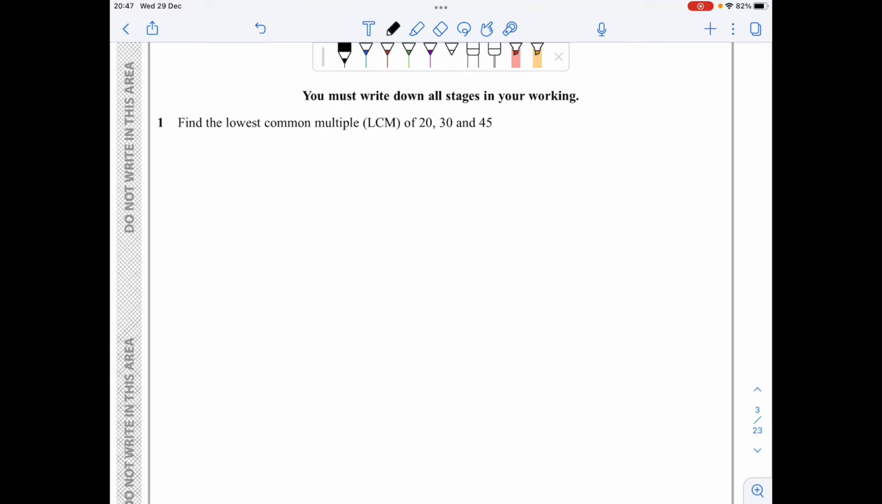I will start this question by expressing 20, 30, and 45 as the products of prime numbers. So for 20, I can divide by 2, gives me 10, divide by 2, a 5 gives me 1. So 20 is equal to 2 squared times 5 to the power of 1. I will repeat for 30 and 45.